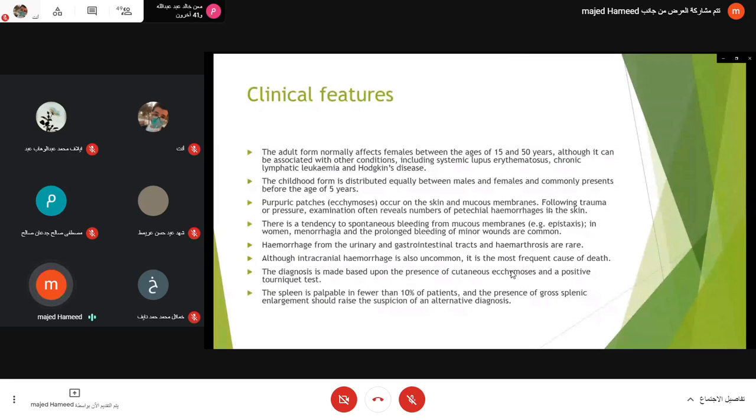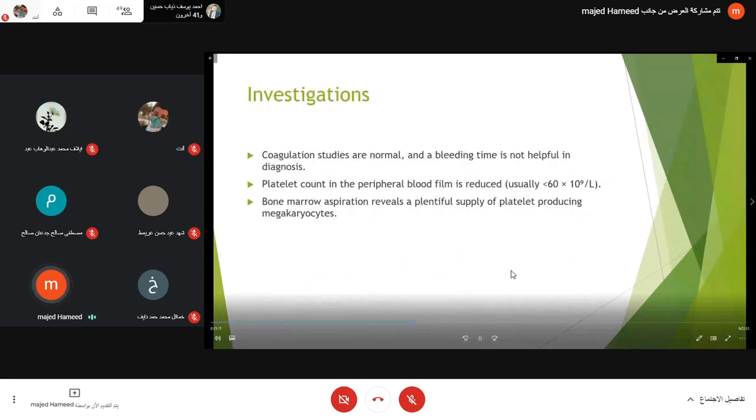Hemorrhage from the urinary and GI tract and hemarthrosis are rare. Although intracranial hemorrhage is also uncommon, it is the most frequent cause of death. The diagnosis is made based upon the presence of cutaneous ecchymosis and the positive tourniquet test. The spleen is palpable in fewer than 10% of patients, and the presence of gross splenic enlargement should raise suspicion of an alternative diagnosis.